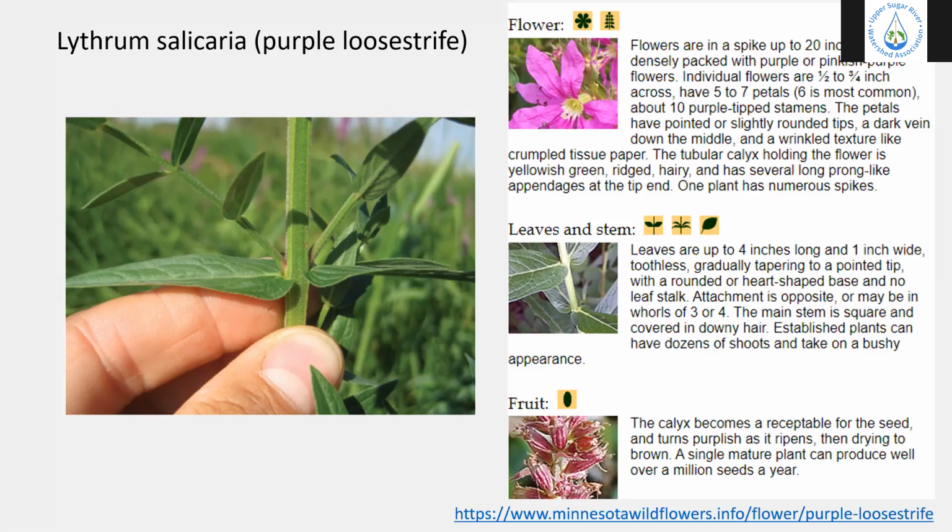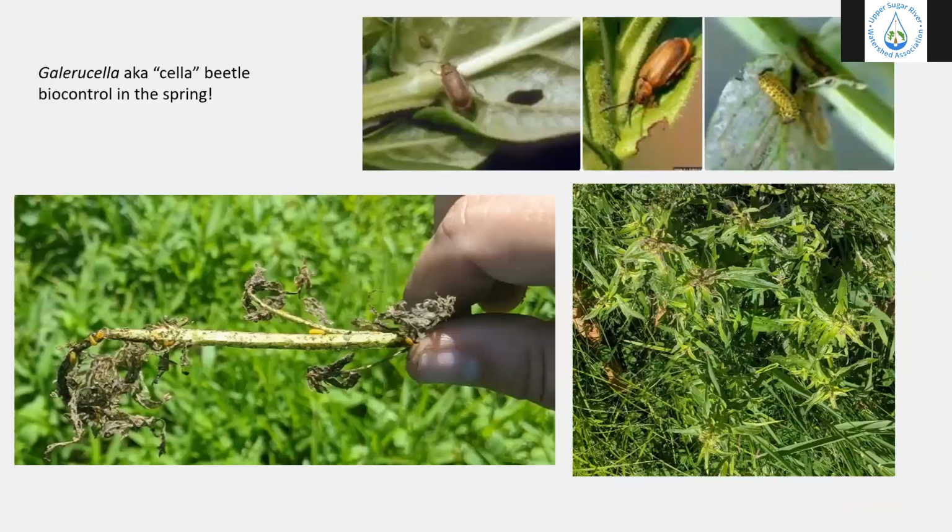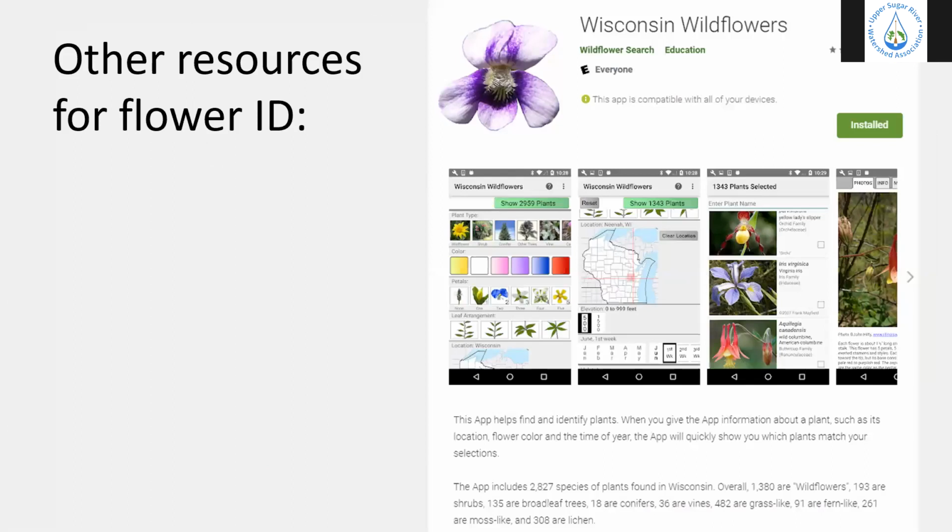Okay, so with those, I'm going to go through some other resources. Say you want to see these things out in the wilderness and you don't have a plant book. Let's go through some ways that you can do that. This is one of my favorites. You can get on your phone. It's called Wisconsin Wildflowers, and it's a wonderful ID resource to do a key.